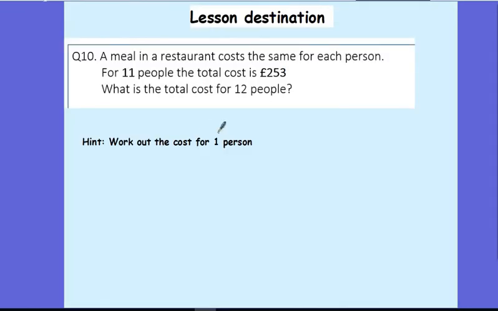And here was our lesson destination for today. A meal in a restaurant costs the same for each person. For 11 people, the total cost is £253. What's the total cost for 12 people? Helpful hint, work out the cost for 1 person first. Pause the video for a couple of minutes and work that out now, please.